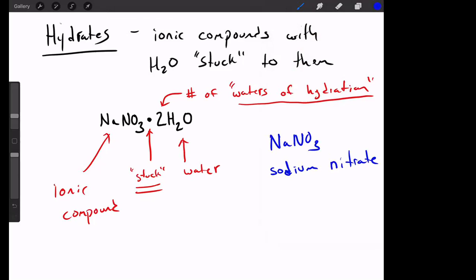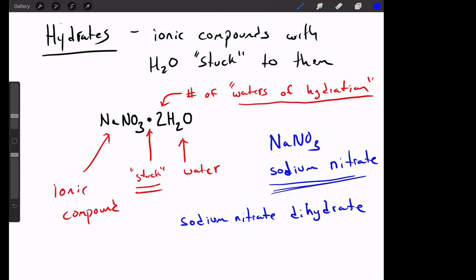Okay, so how would you name its hydrate that has two waters of hydration? It's quite straightforward. We tell the reader how many waters there are. So instead of sodium nitrate, it becomes sodium nitrate dihydrate. It's that straightforward. It's a hydrate. We're telling the reader how many waters of hydration there are.